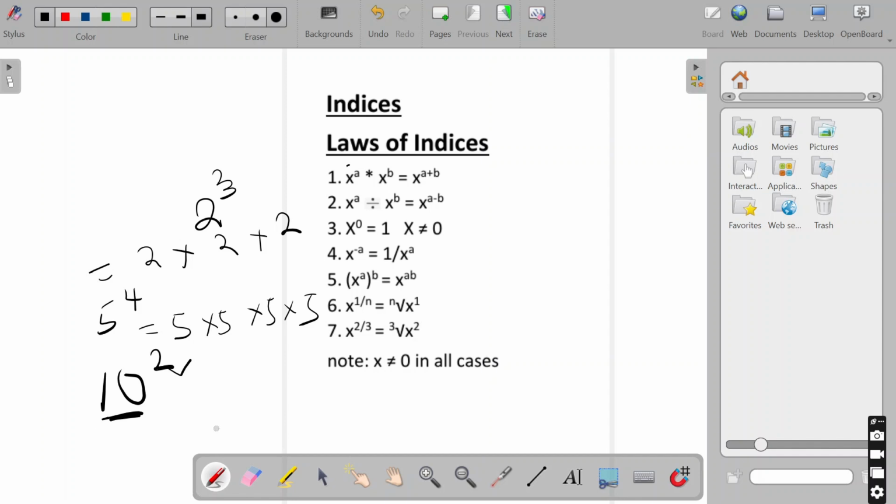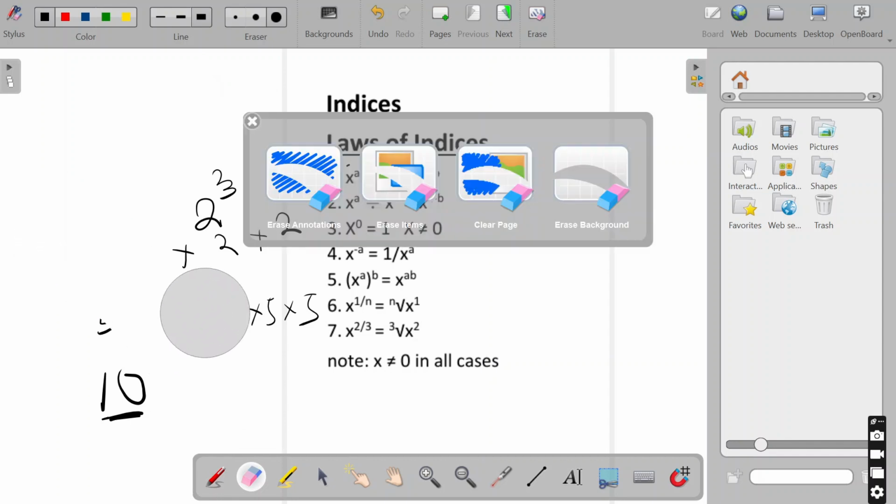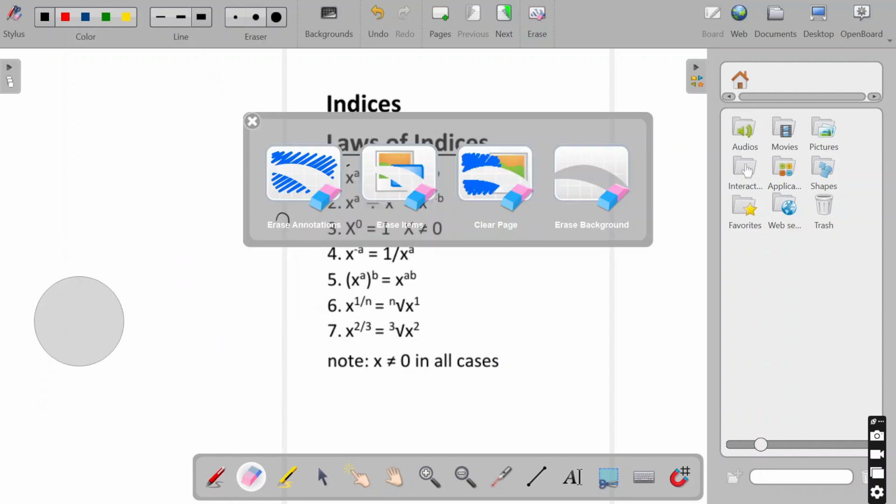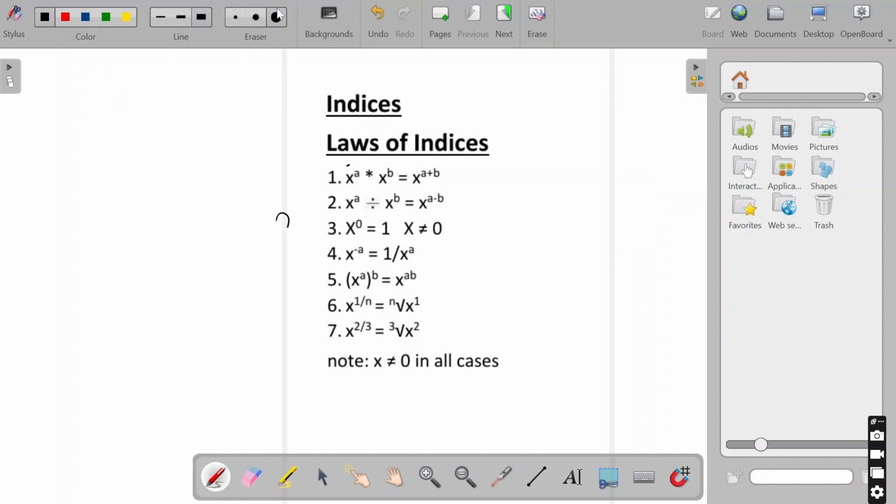So we have laws governing indices. All you need to do to get over this is to understand the laws of indices. I will try as much as possible to make it as simple as possible. Okay, so here we start.